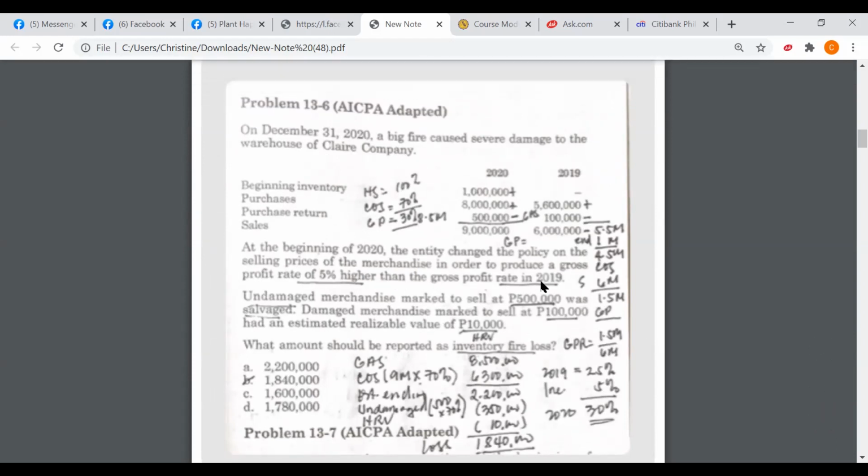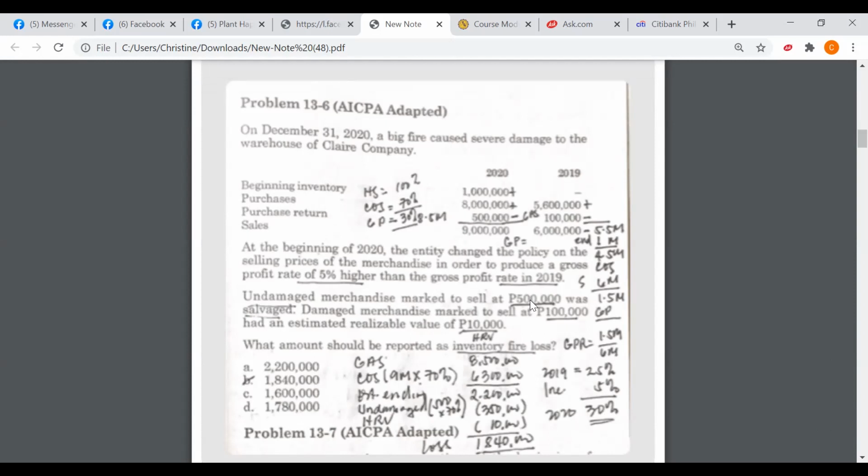So meaning we need to compute the gross profit of 2019 so that the gross profit of 2019 plus the 5% increase expected in 2020, then that will be the gross profit of 2020. So undamaged merchandise marked to sell at 500,000 was salvaged. So undamaged, meaning it is still in good condition, but it is marked to sell, meaning it is with a profit.